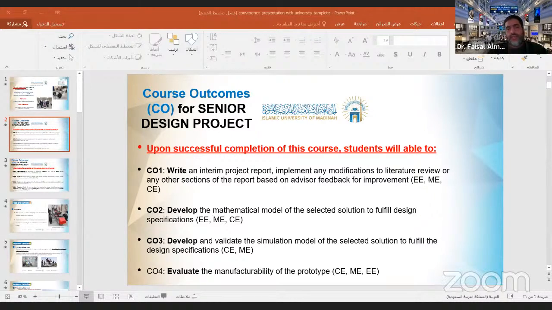So for our CLOs, we have something that we all write at the end of the course: write an interim project report, develop the mathematical model, evaluate the manufacturability of the prototype. All this is written in the course. But we need to achieve these things with the students. We need these to be reliable, and the students also apply these things: manufacturing, the prototype, performance.